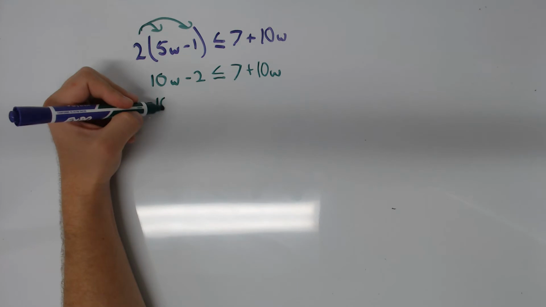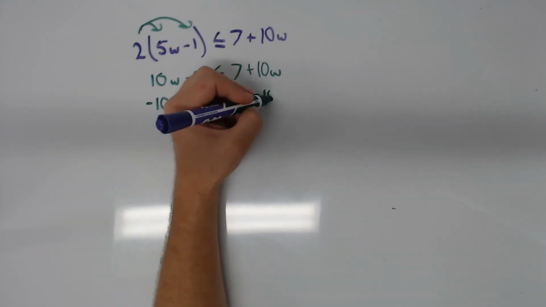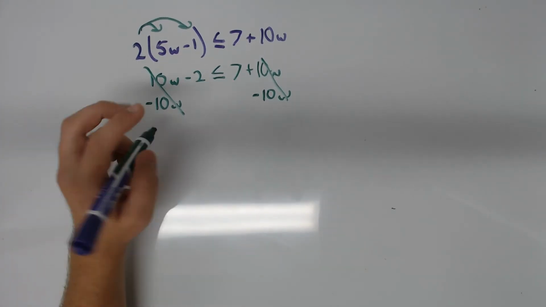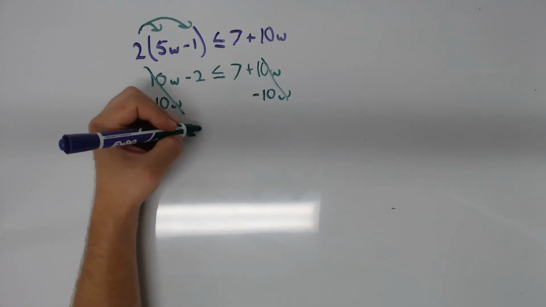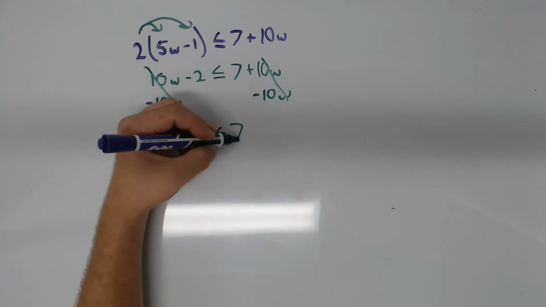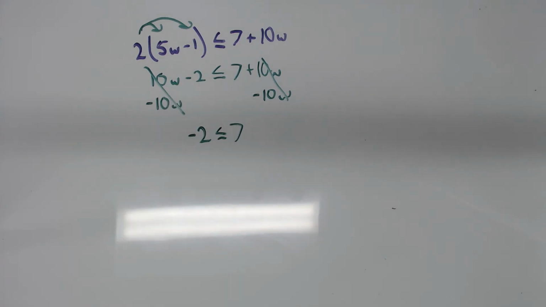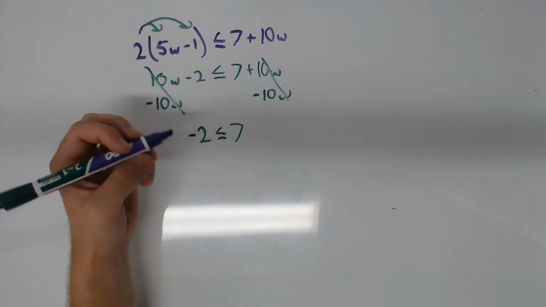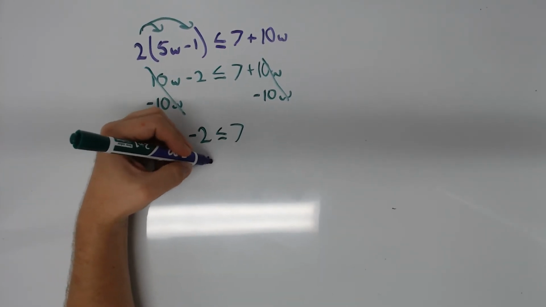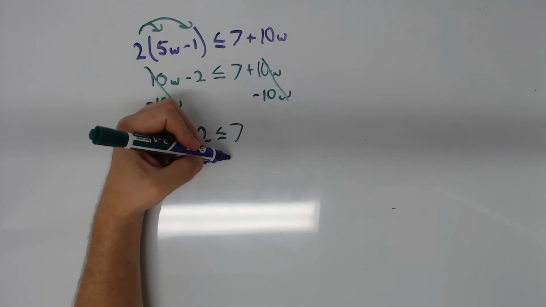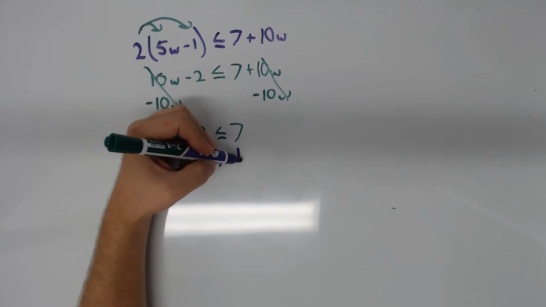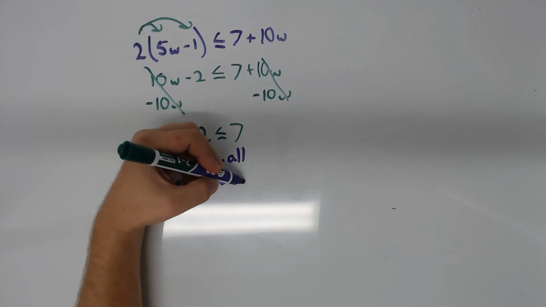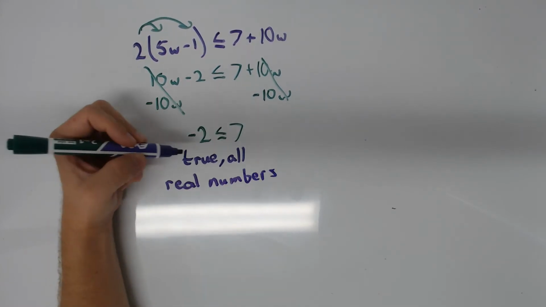Then I'll try to get the w's together, but they're both 10w, so they're going to cancel, just like we'd expect from a special solution problem. And now I have to check if the inequality is true or false. Alligator's eating the 7. 7 is bigger than -2, so that's true. This is in all real numbers, or infinitely many solutions.